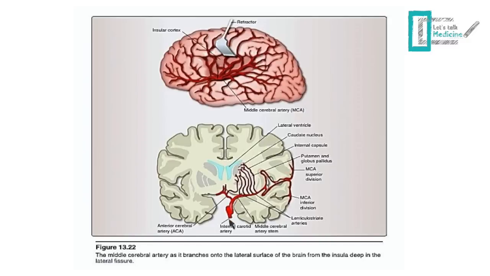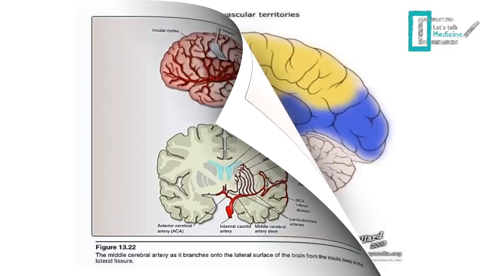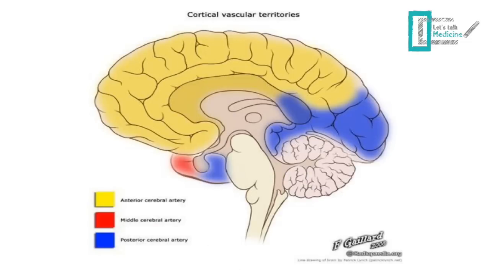Now how about the deep branches? The deep branches are, as you can see here, also called the lenticulostriate arteries, and they are end arteries. Here's the medial surface of the cerebral hemisphere. The middle cerebral artery, as you can see, won't supply that much of the medial area except for a small bit of the medial area.